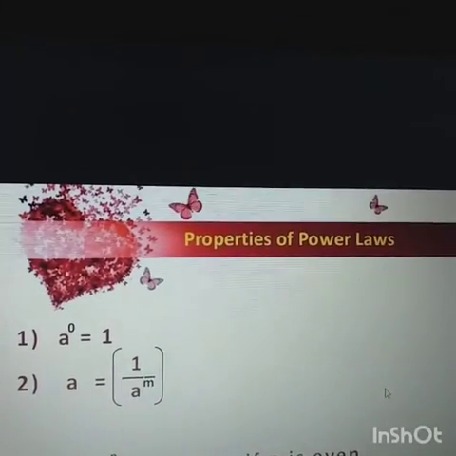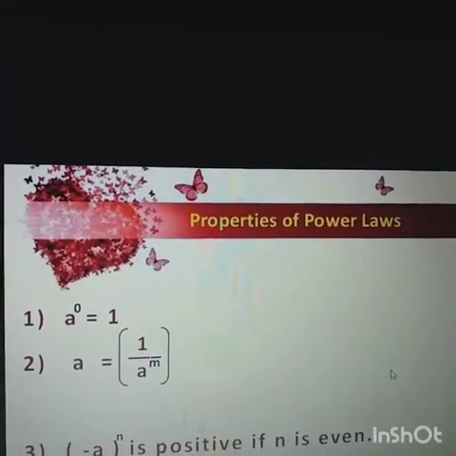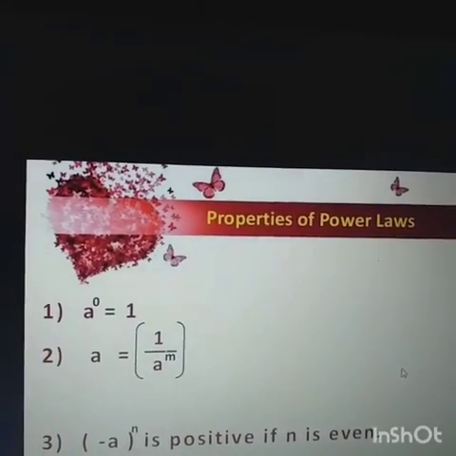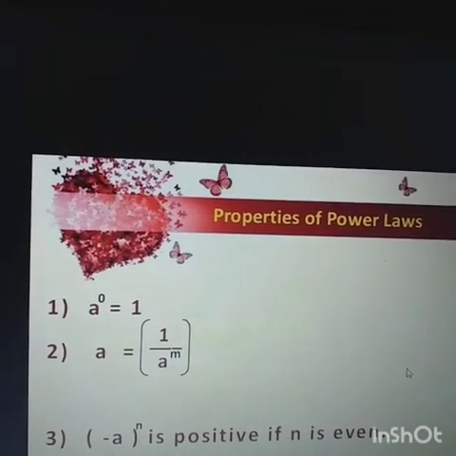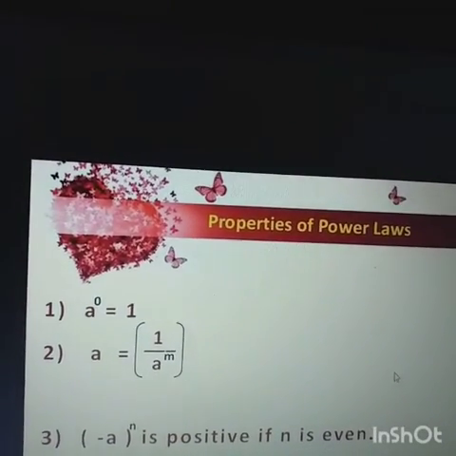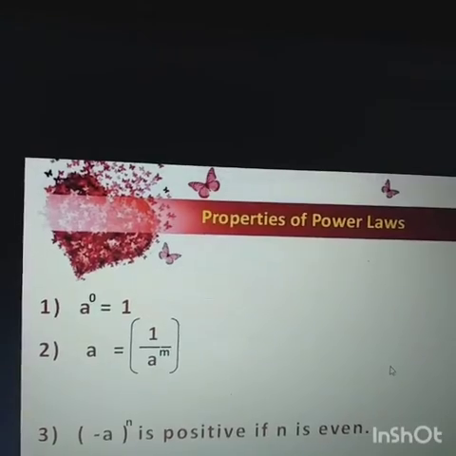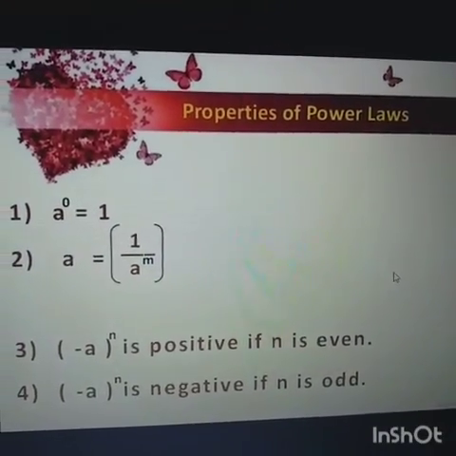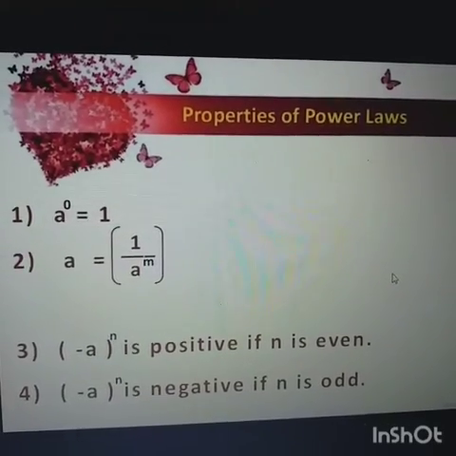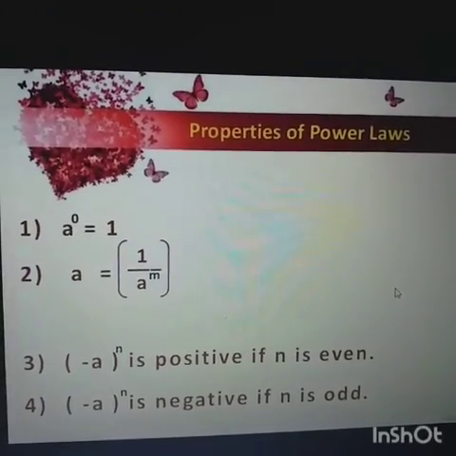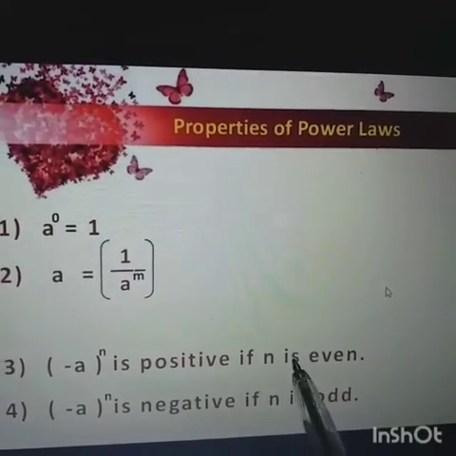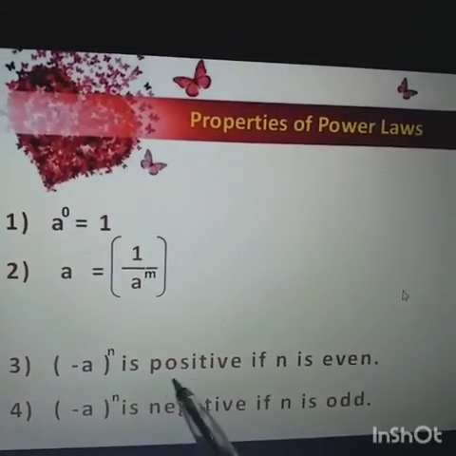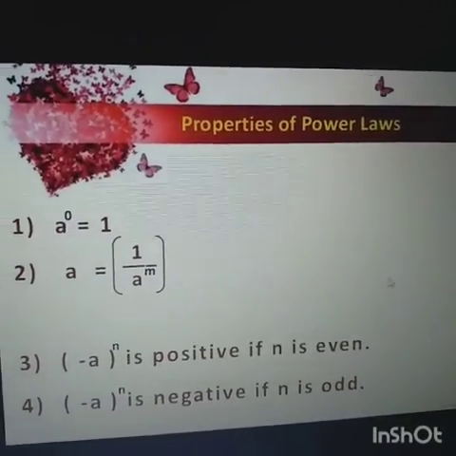Properties of power laws. A to the power of 0 is equal to 1. A to the power of minus m is equal to 1 over a to the power of m. In parentheses, minus a, to the power of n is positive if n is even, and negative if n is odd.